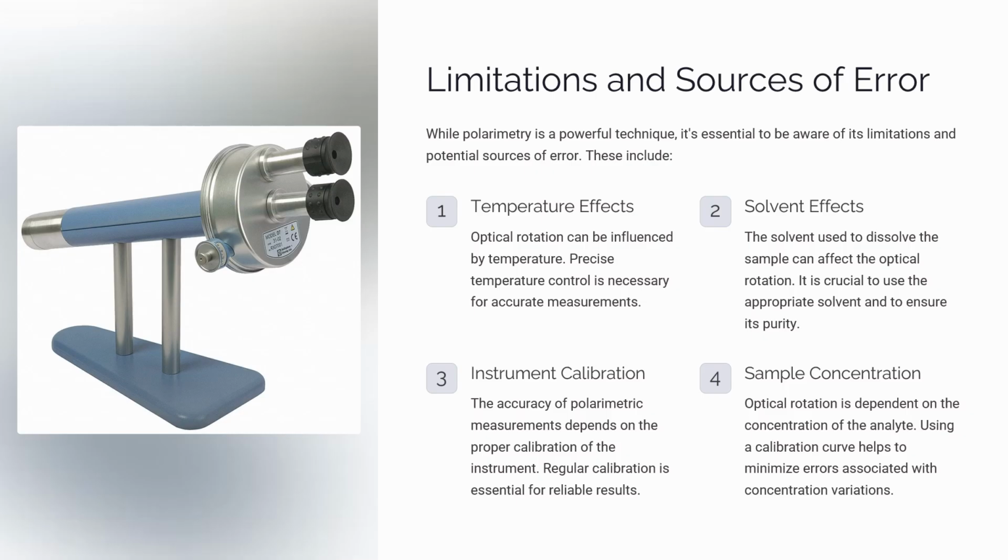The second thing is solvent. The solvent can influence the measurements, so only pure and appropriate solvents should be used. The third thing is instrument calibration. Accurate measurement requires proper instrument calibration, which is sometimes difficult. The fourth one is sample concentration. Errors can arise if concentrations are not precisely known or controlled.